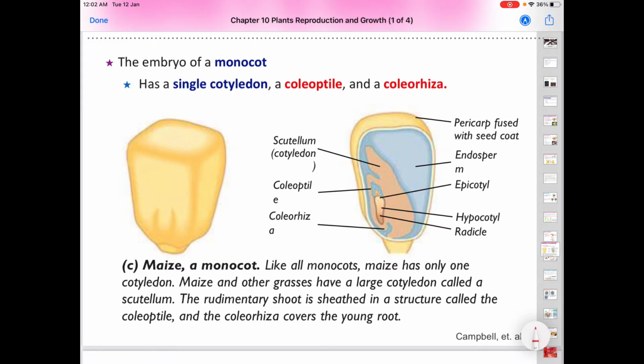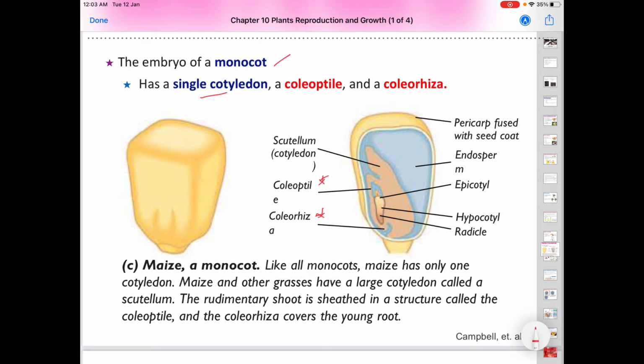Now, the embryo of a monocot. So this is a monocot, meaning it has one cotyledon. They have a single cotyledon with a coleoptile and coleorhiza. So this is the coleoptile and this is the coleorhiza. This can be found in maize.